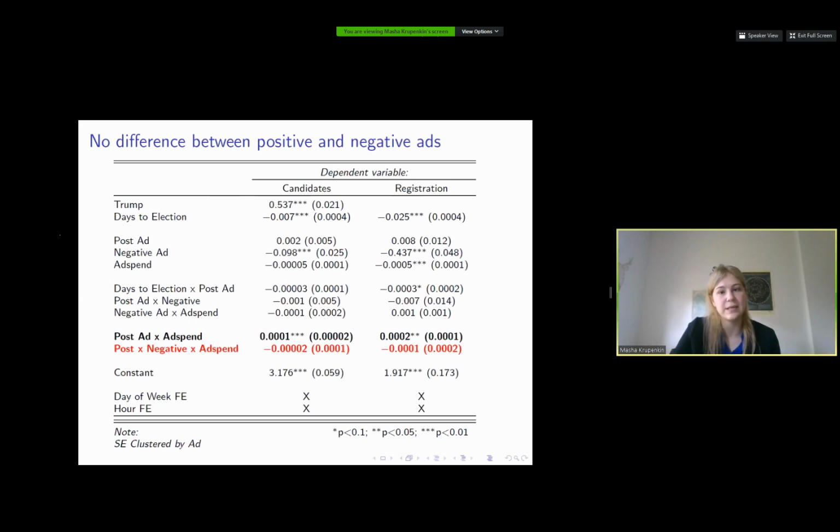So the suggestion from this data is that negative ads and positive ads actually have a fairly similar effect on people's levels of engagement. Negative ads do not demobilize, but they also don't mobilize more than positive ads. It's just the existence of this ad and the reminder of the existence of the campaign, and the purpose that this ad serves.